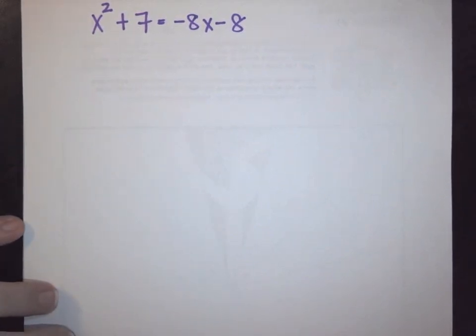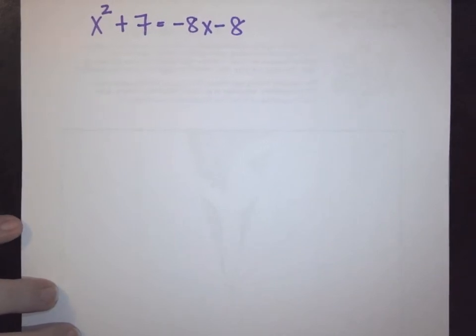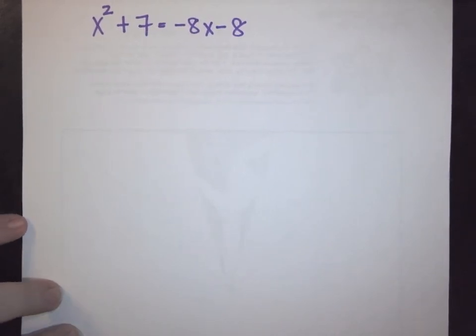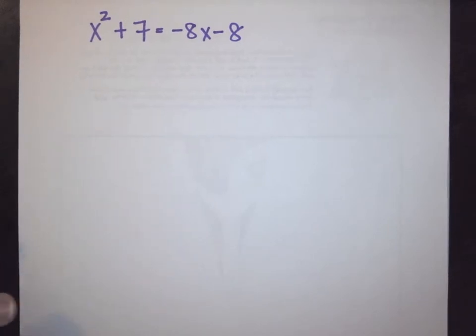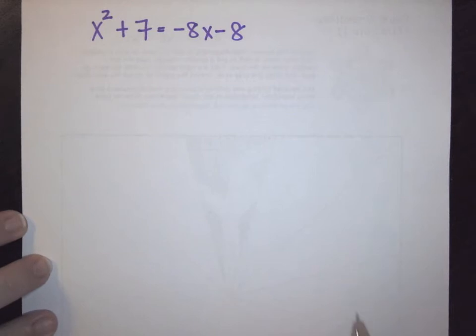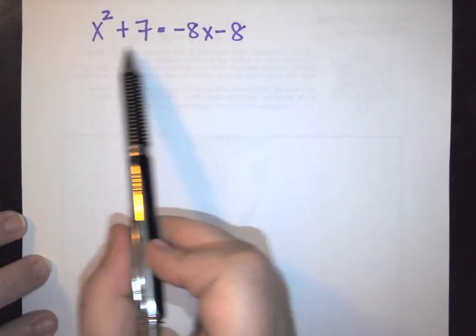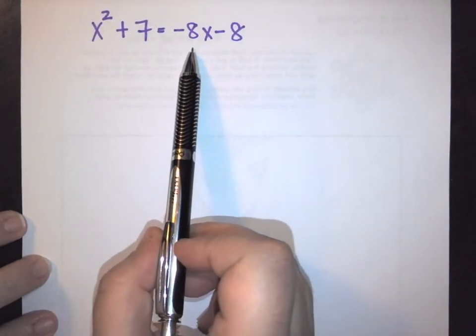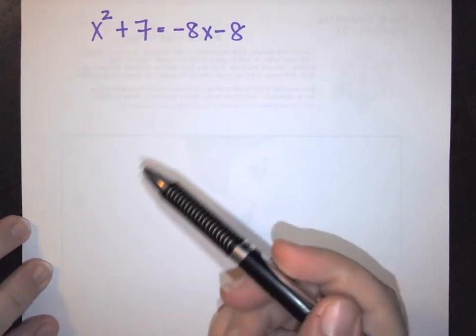In this lecture, I'm going to look at two different examples, and we're going to use the completing the square method to solve these polynomials. The first thing you have to do with completing the square is you need to make sure that you get all of your x terms to one side of your equation and all of your constants to the other.